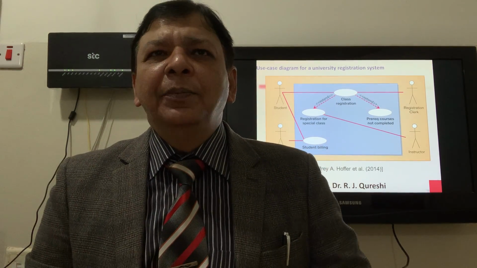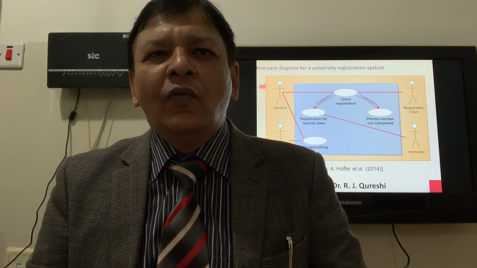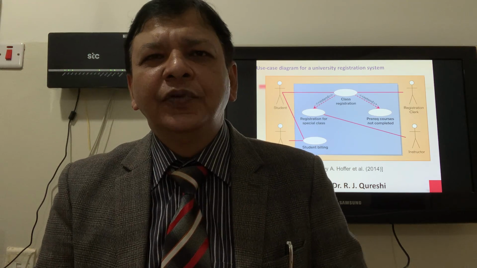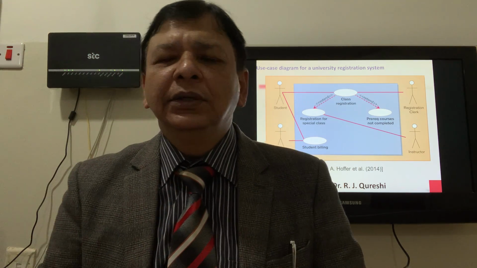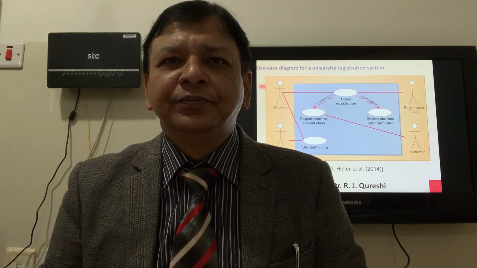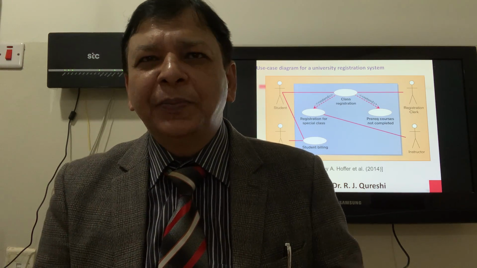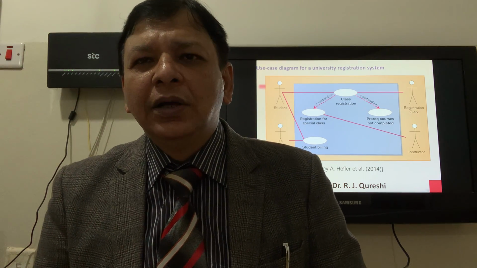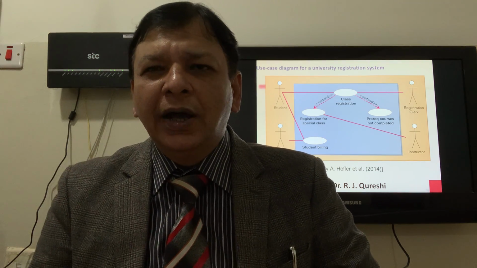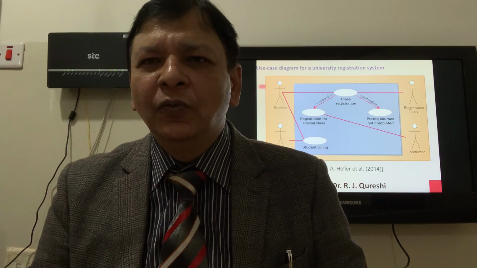Let's see an example of a use case diagram of a university registration system. We have 4 actors: student, the office guy, instructor, and the clerk. So we have class registration, and we have 2 extends: registration for a special class, or the student has not cleared the prerequisites. For example, I am teaching a course 251, Software Engineering 1.